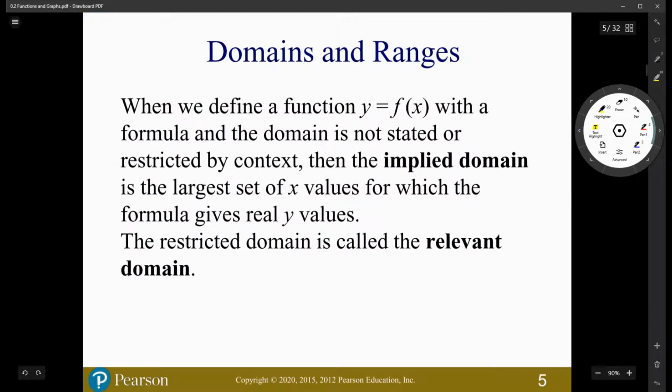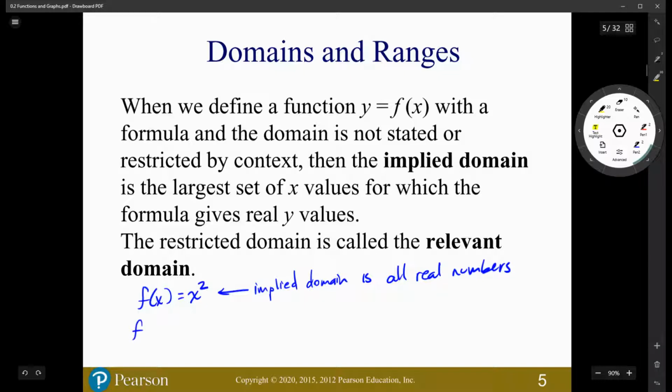So, domain and range. Sometimes functions do not come along with an explicit domain, and in those cases, in fact, that's most of the time, we say the domain is implied to be the largest set of x values for which a formula gives real y values. For instance, if we looked at the function f of x equals x squared, well, we can plug in any number we want there. So we would say the implied domain is all real numbers.